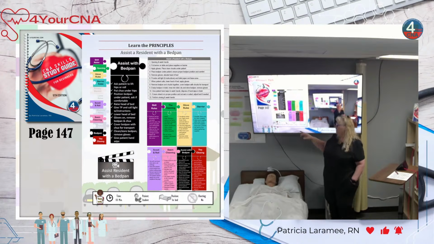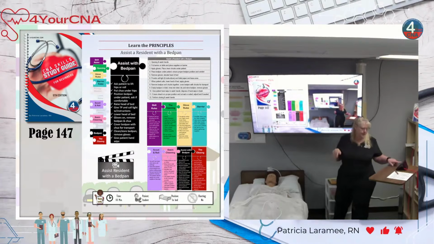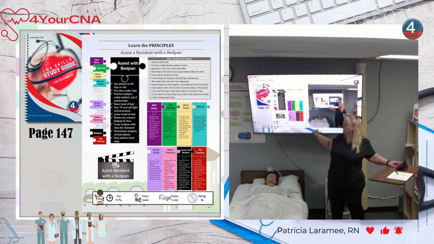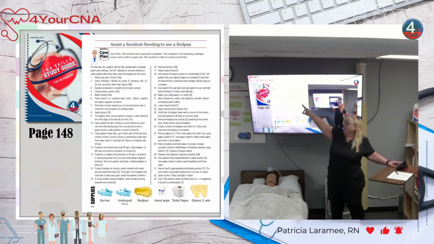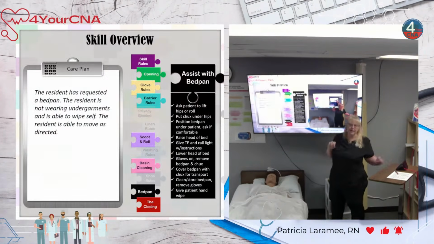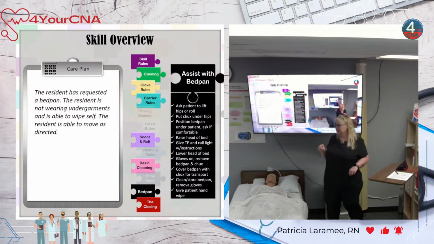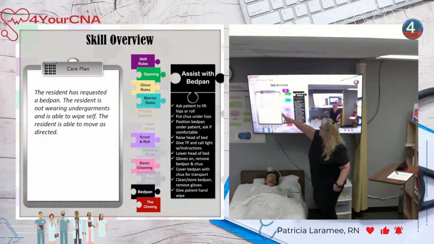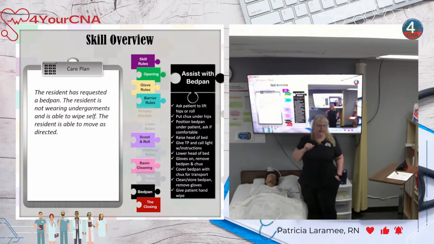Good. So that patient is going to be in bed for this particular skill, and charting is not required for this, not with Prometric. Here's our step-by-step instructions, our care plan at the top, our supplies at the bottom. But let's take a look at this specific care plan in detail. It says the resident has requested a bedpan. They hit the call light, got to go. Care plan says we have to help them with a bedpan.